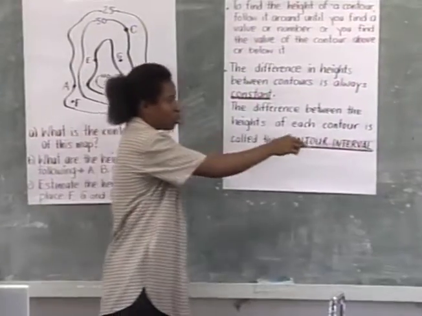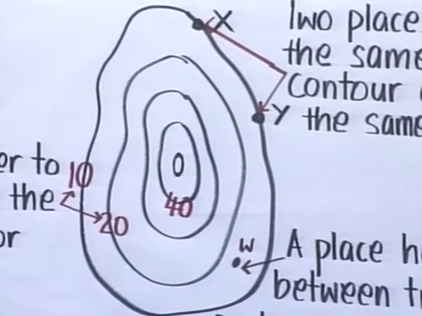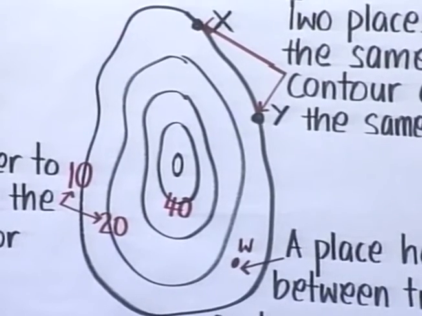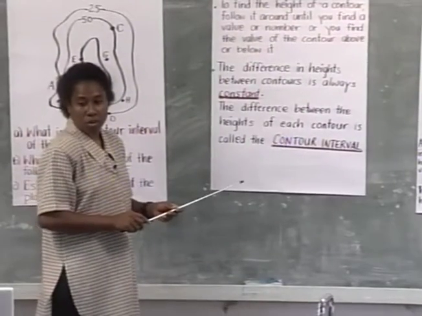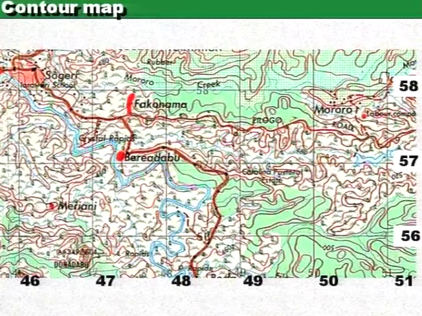For a map similar to what I have on the board, that is very easy because it is straightforward. But when you look at reality, you can turn to the map of Sogeri in Contours, a Guide to Map Reading in Papua New Guinea. Do that quickly. Map of Sogeri, which is a topographic map, on page 8. Okay, can you see the map of Sogeri? It's the one which has the green shadings and the brown thin lines and the red colors. That is an example of a topographic map.